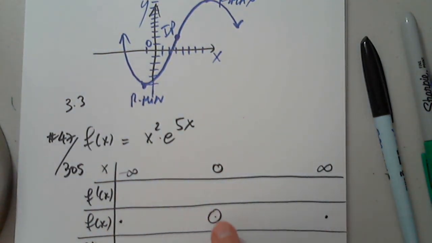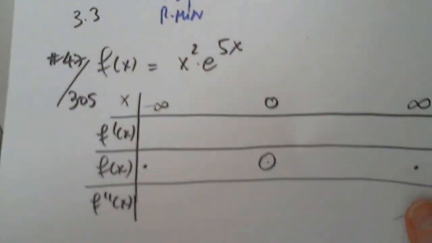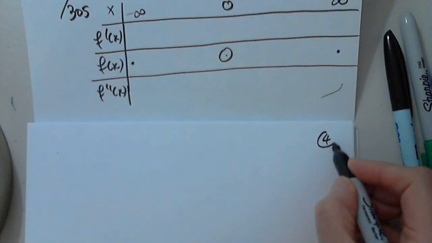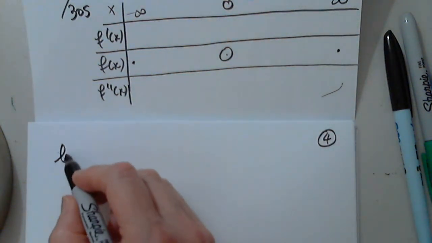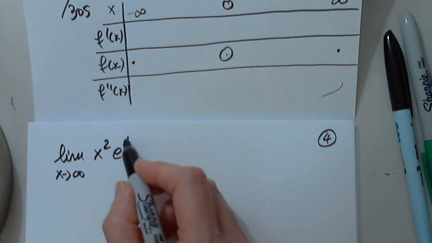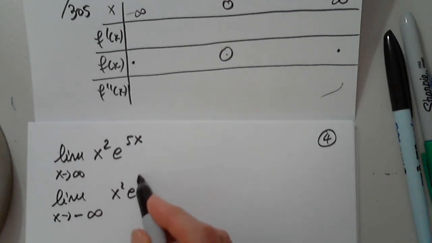Once I finished with the x and y intercepts and the limits, then I move on to the first derivative, and then I move on to the second derivative. Okay. So, limit as x approaches infinity of x squared e to 5x, and limit as x approaches negative infinity of x squared e to 5x.